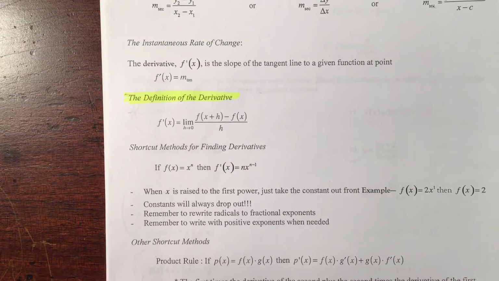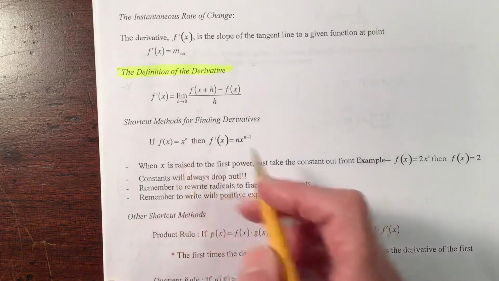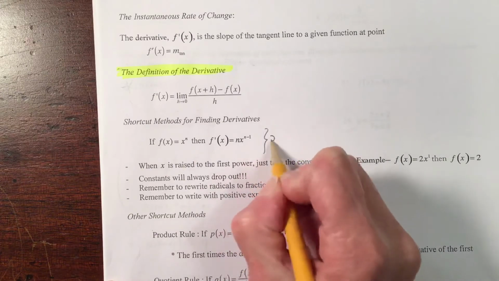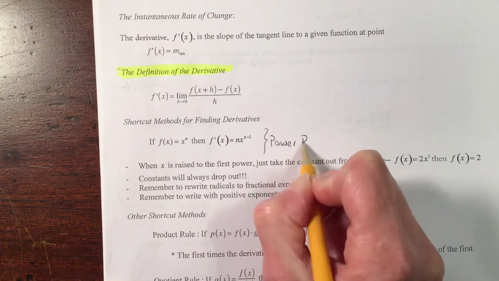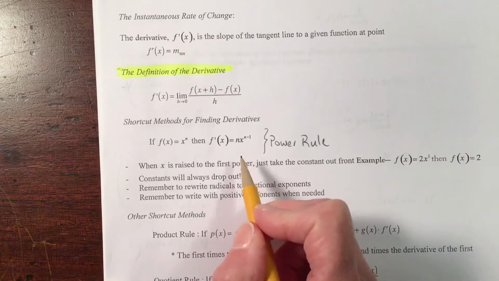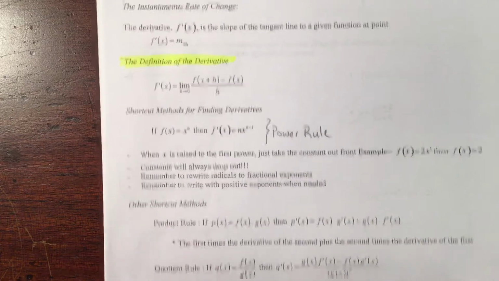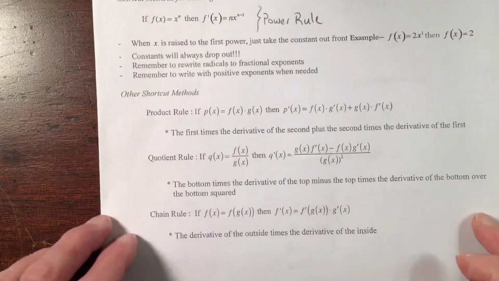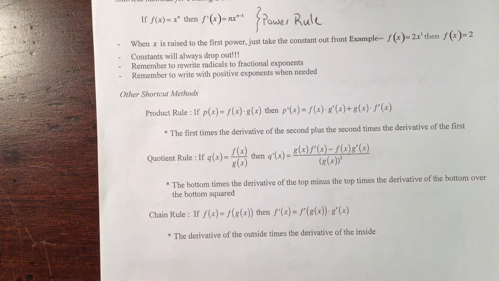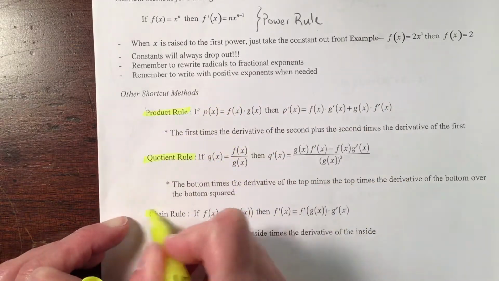And these were our shortcut methods. The first one was when we had something raised to a power, right? We called this the power rule, where we bring the power down in front, multiply by any value that's there, and subtract 1 to get the new power. Then other methods we introduced in the classroom were the product rule, the quotient rule, and the chain rule.